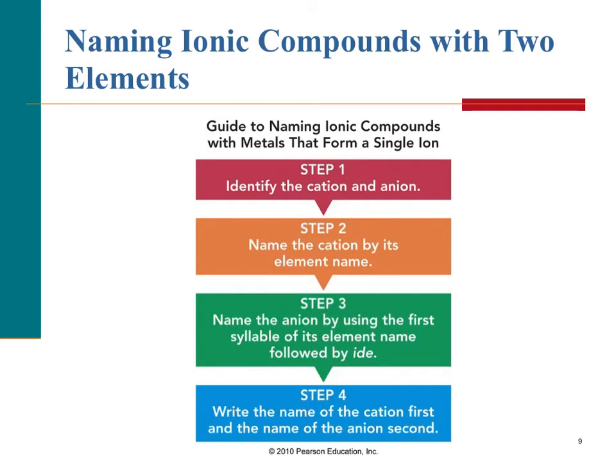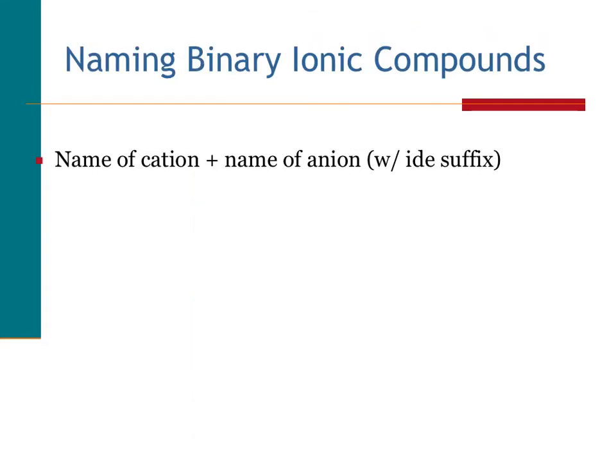Now that we know how to name the ions, we're going to start combining them together to make an ionic compound. And this is a really nice graphic that shows the steps that we are going to work through one step at a time. Step 1, identify the cation and anion. Then we're going to name the cation. Then we're going to name the anion with the "ide" on the end, and then we combine them together. So here we go. So name the cation, name the anion, stick IDE on the end.